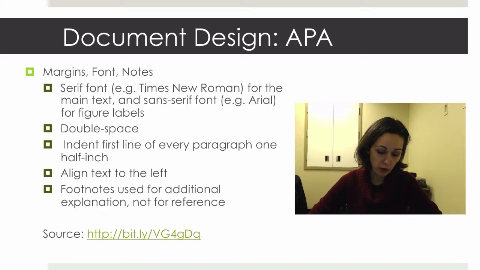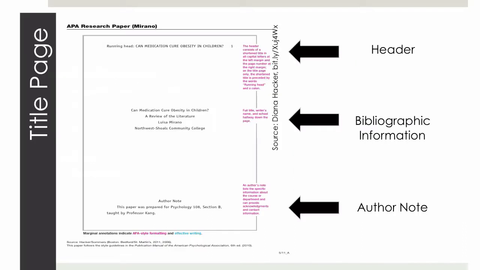The margins, font, and notes: you need to use a serif font like Times New Roman for the main text, and a sans serif font like Arial for figure labels if you're using any figures. You need to write your manuscript double-spaced, indent the first line of every paragraph about half an inch, align your text to the left, and if you're going to use footnotes, you will need to use them for additional explanations, not for references. The in-text citations are going to be in the form of parenthetical citations.